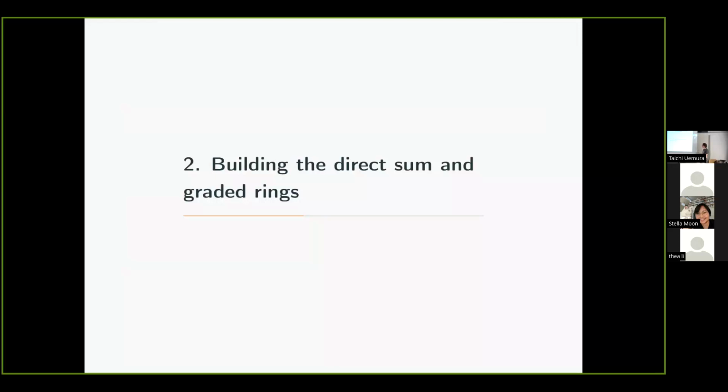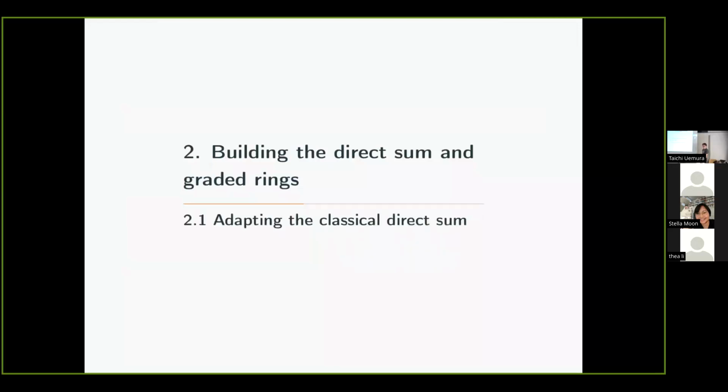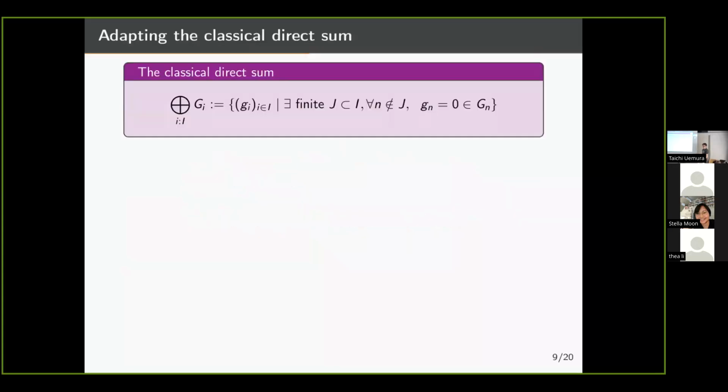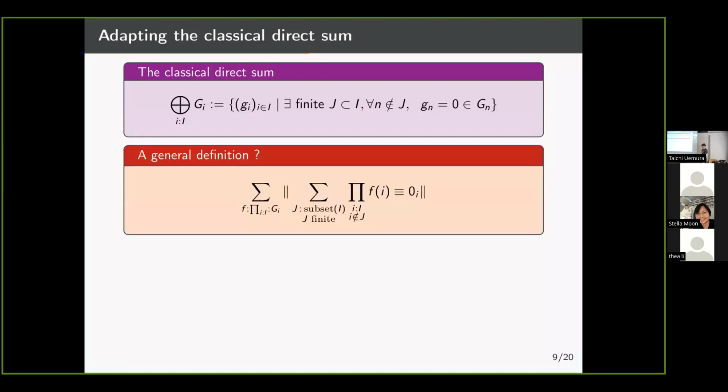So if you want to build a direct sum, well, we could first start by looking at what people are doing in classical mathematics. Basically, they say it's the sequences that are null outside of a finite subset. And you could try to translate this directly to Agda, but you have an issue, which is that you need a notion of finite subset, and this does not behave correctly in Agda unless I has decidable equality or something like this.